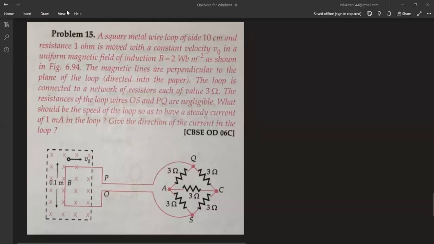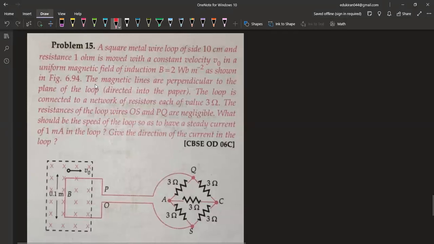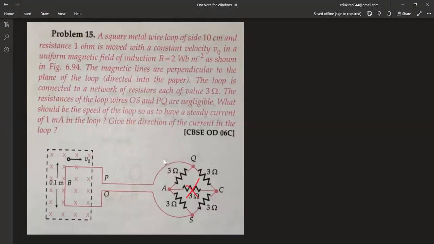See, a square metal wire loop of side 10 centimeter, resistance is 1 ohm. So in this, the best way is that you reduce the circuit. We'll find out the equivalent resistance. In this case, this is 3, this will be nullified. Remember in Kirchhoff's law, I've told you, Wheatstone bridge, because this is acting as a Wheatstone bridge. So the central one will be nullified. 3 plus 3, they are connected in series. This is 6, this is 6. And further, these 6 and 6 are connected in parallel. That again becomes 3. So equivalent resistance is 3.